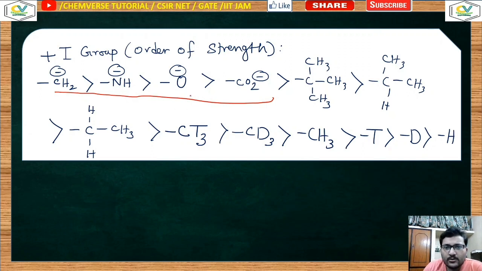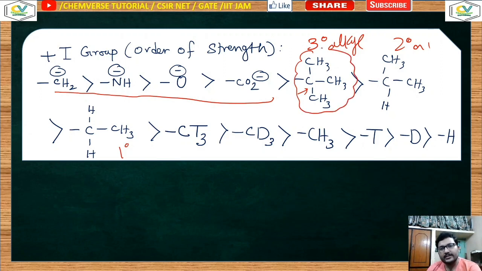Clear? Now apart from these negative charges, you can see that there is a third degree carbon atom. This is a 3 degree alkyl group, it's a 2 degree alkyl group, and in this way a 1 degree alkyl group. It goes in this direction. So now my question is, why is this kind of alkyl group behaving as a plus I group? That means, why is it an electron donating group?